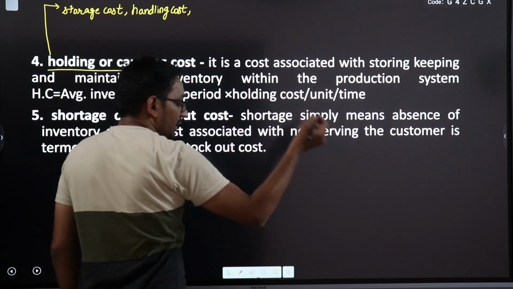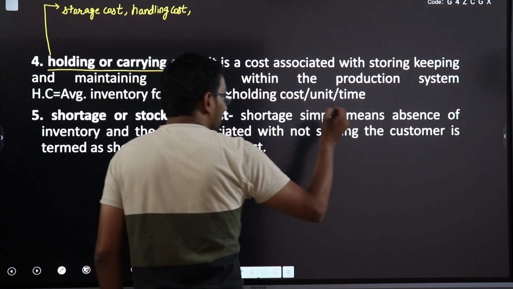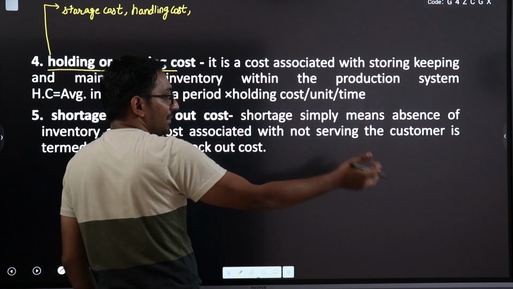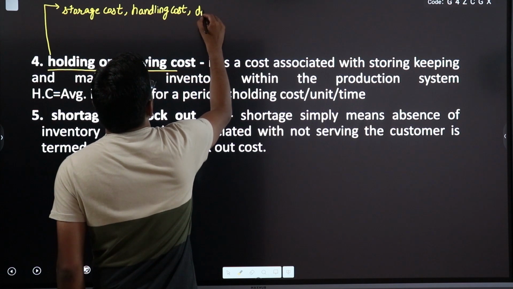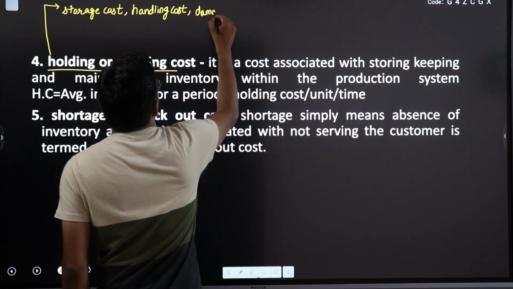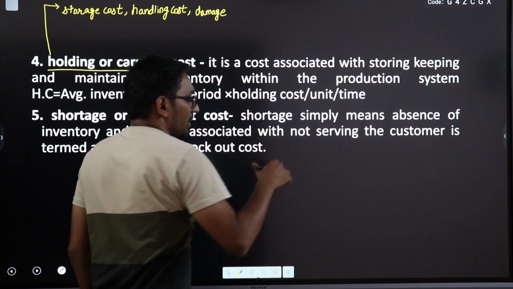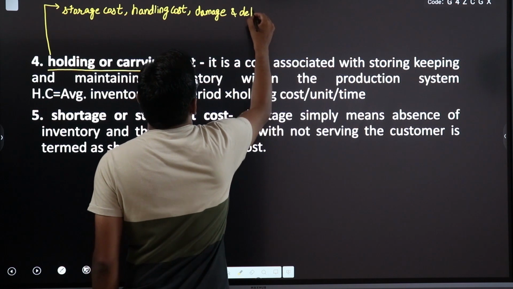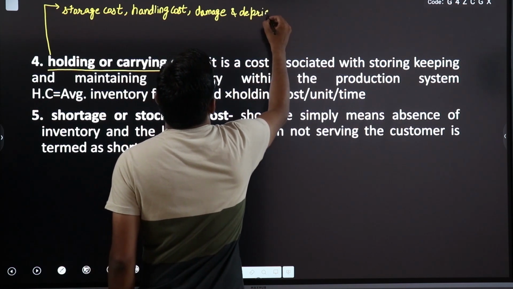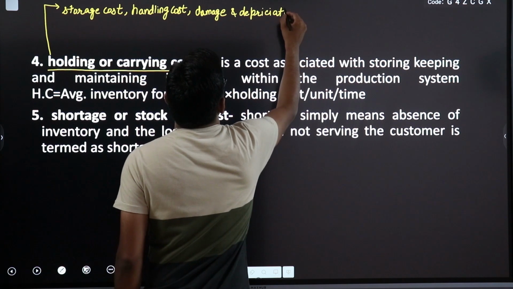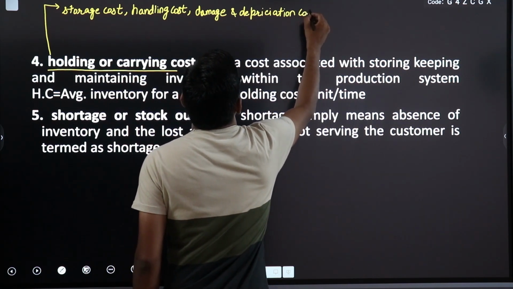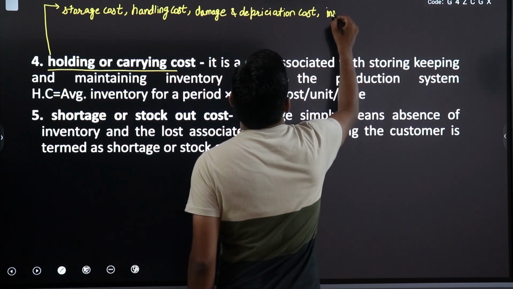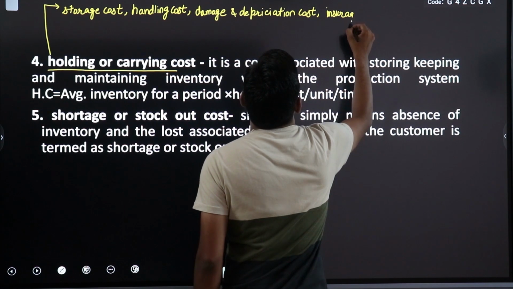Suppose in your industry, in your production system, the inventory which you place in the storeroom gets damaged for some reason, so that damage cost will be there. Suppose some of the product will break, right? Some of the product will be damaged, and because of time, depreciation cost will be there. Damage and depreciation cost. Then suppose you need to do some insurance, then this insurance cost will come in your holding cost or carrying cost.